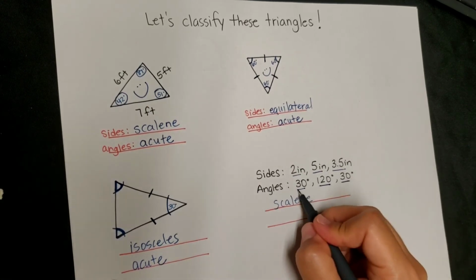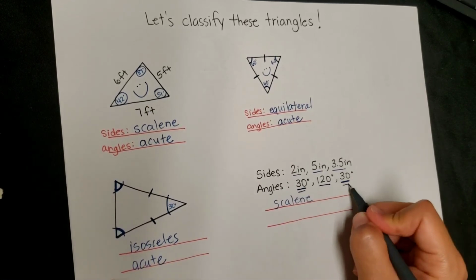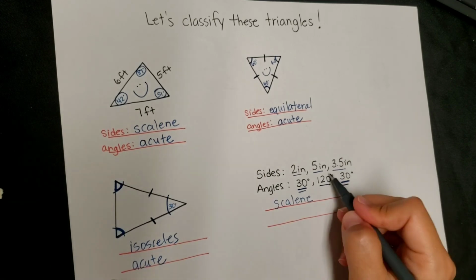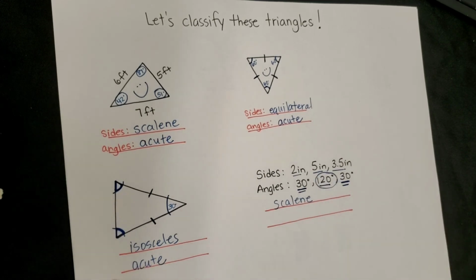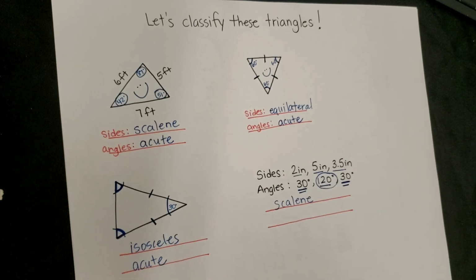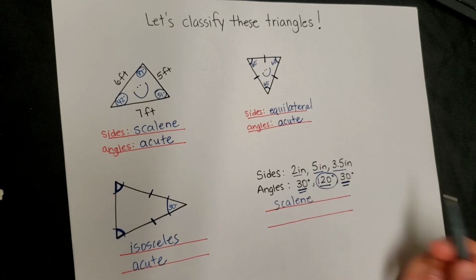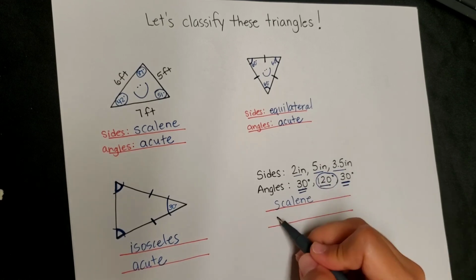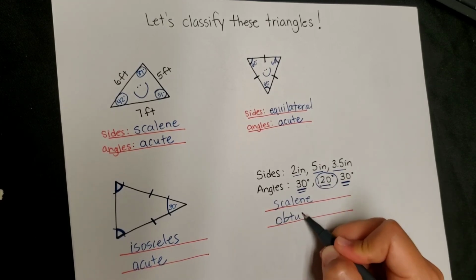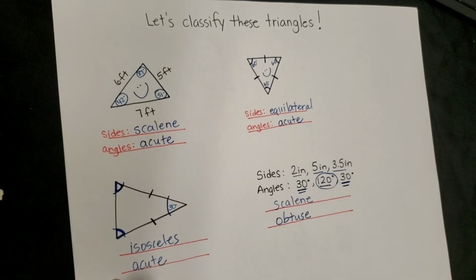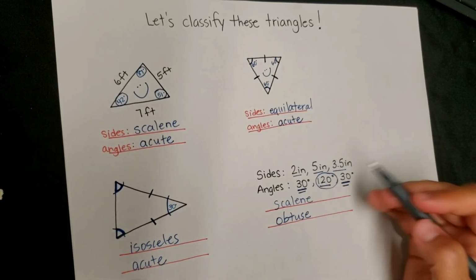So I notice that I have 2 acute angles, but then I have this one right here. What type of angle is a 120-degree angle? Yep, that's obtuse. And when I have 1 obtuse angle and 2 acute, what type of triangle is that? You got it. You're so smart. It's obtuse. So for this one here, we don't need a picture.